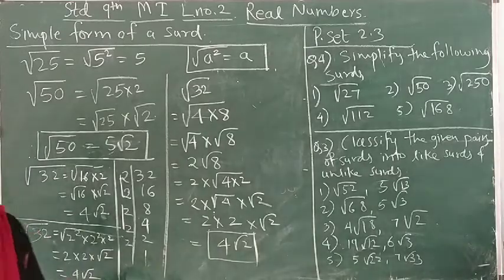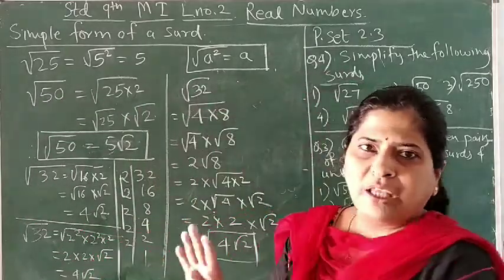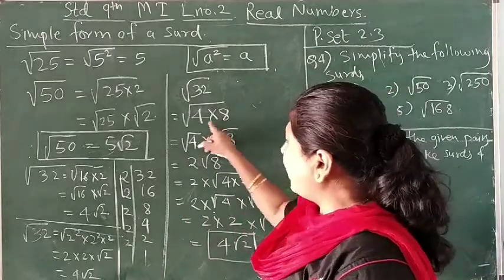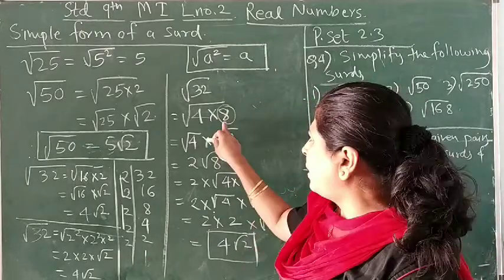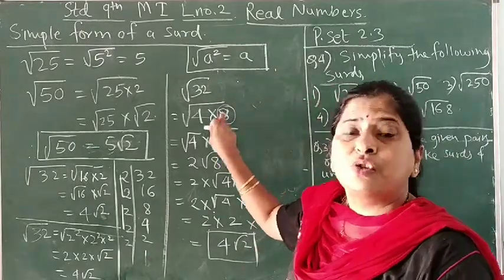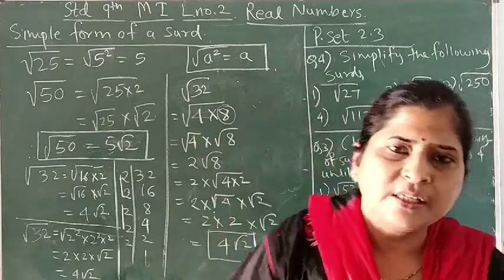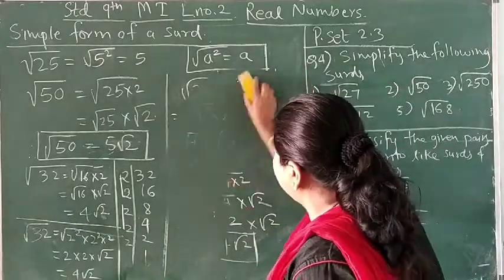What I want to explain is that you should not just find any factors of the given number, where one is a perfect square and the other is not. If you find it like this, you have to go to this number also. If you have another factor which is also a perfect square, you have to find that. In this way we can see the simplest form of the given surd.